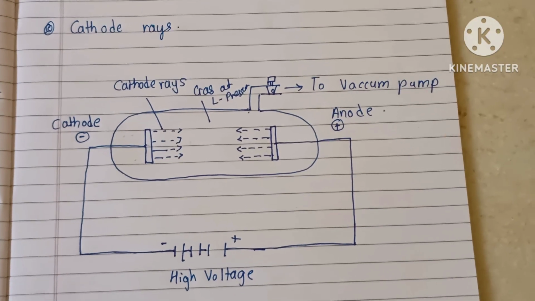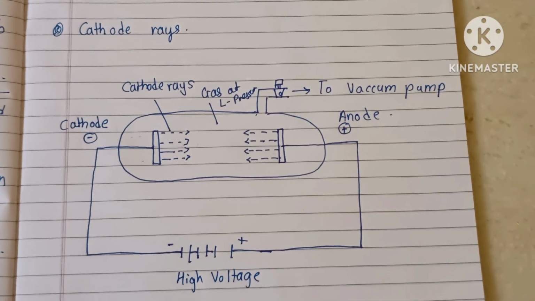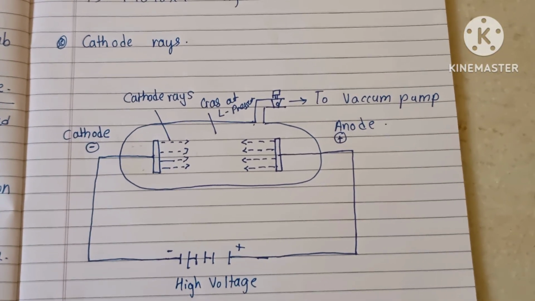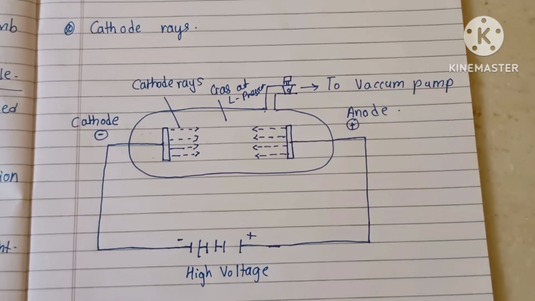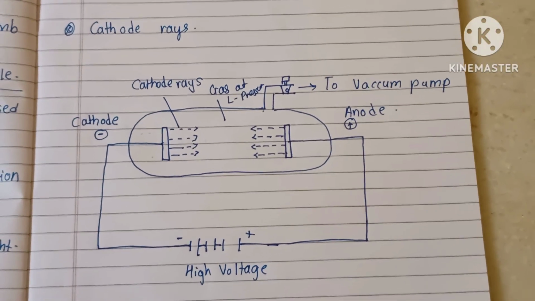Now we will start with cathode rays. The electron was discovered as a result of the studies of the passage of electricity through gases at extremely low pressure, known as discharge tube experiment. So the cathode rays experiment is also known as discharge tube experiment.